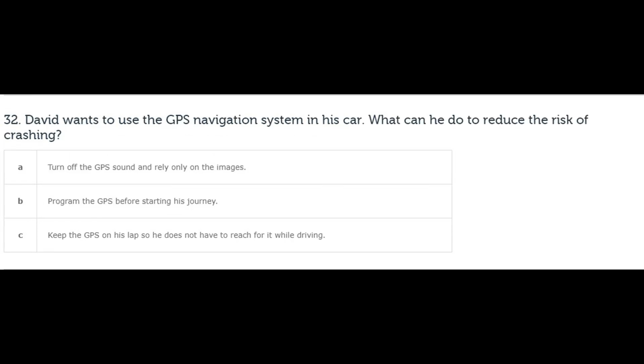Question 32. David wants to use the GPS navigation system in his car. What can he do to reduce the risk of crashing? A. Turn off the GPS sound and rely only on the images. B. Program the GPS before starting his journey. C. Keep the GPS on his lap so he doesn't have to reach for it while driving.